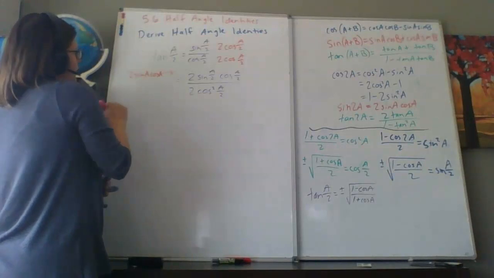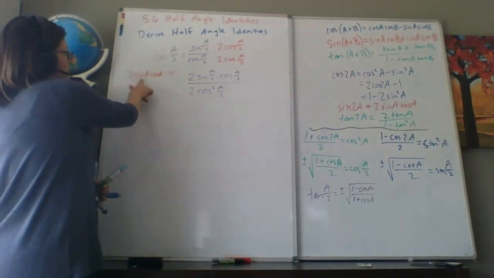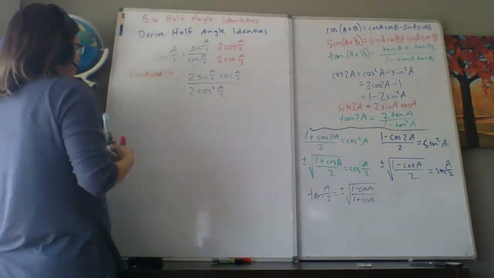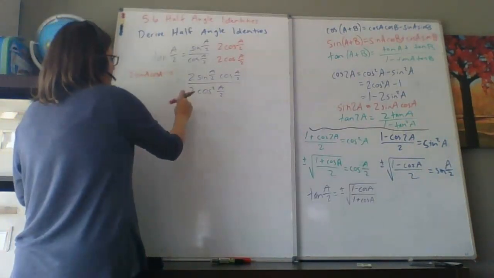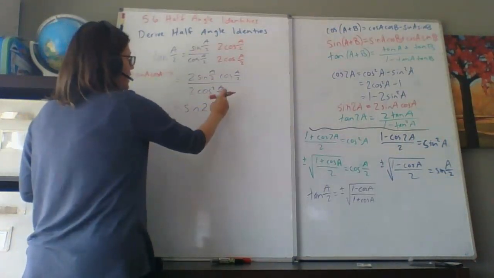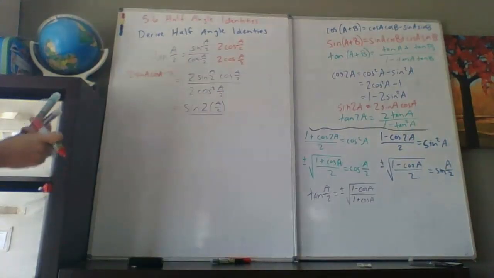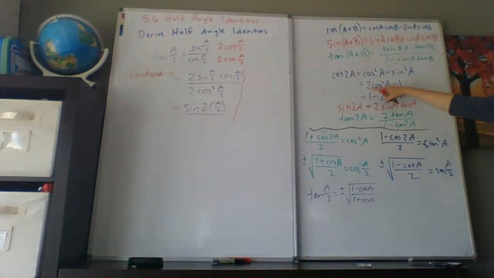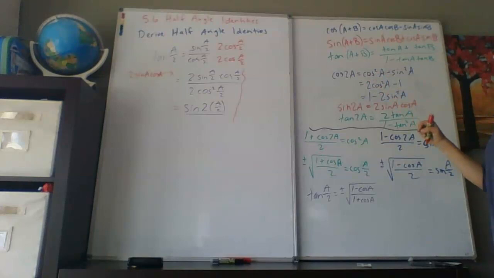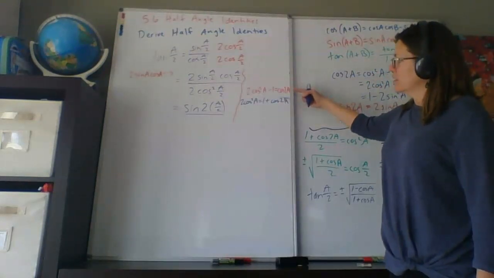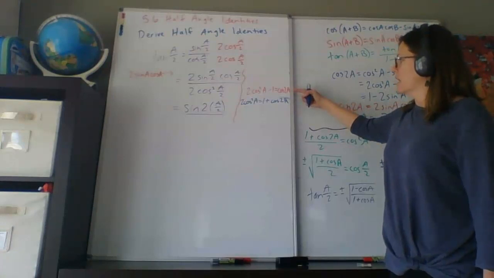In the numerator, we see this form 2 sine A cosine A is the double angle for sine. So really, that's going to be the sine of 2 times the angle being A over 2. The denominator is a little trickier. Notice we have this 2 cosine squared A minus 1 is the cosine of 2A. If we add 1 to both sides, we get 2 cosine squared A equals 1 plus cosine of 2A.